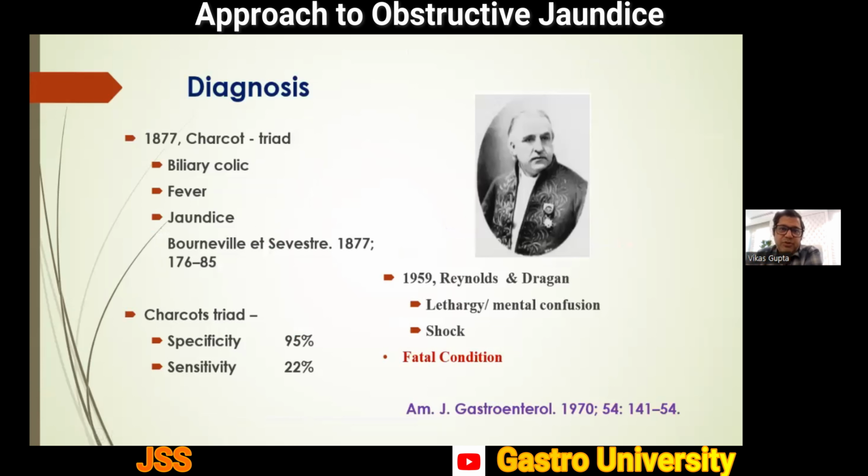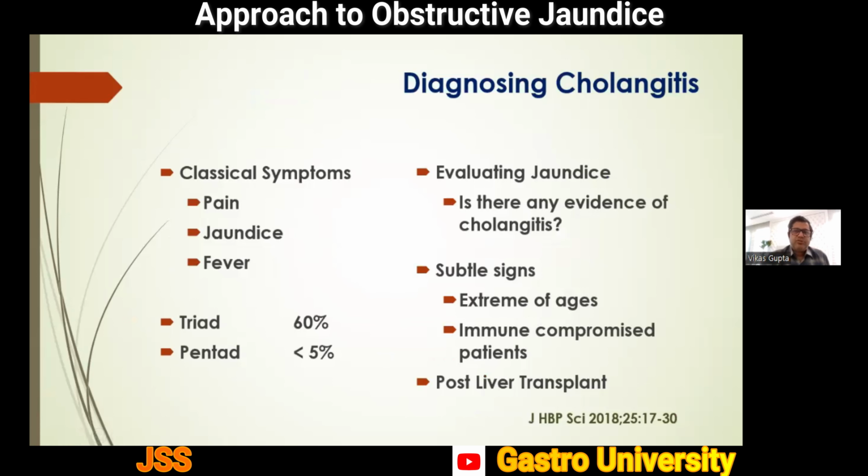Diagnosis of cholangitis was described way back in 1877 by a triad of colic, fever, and jaundice. However, this triad has a specificity of 95% even today, but a low sensitivity. With the presence of mental confusion and shock, in 1959 Reynolds and Dargan described it as Reynolds pentad, and this is a fatal condition. We can diagnose cholangitis by the classical symptoms of pain, fever, and jaundice, and this triad is present in 60% of the patients.